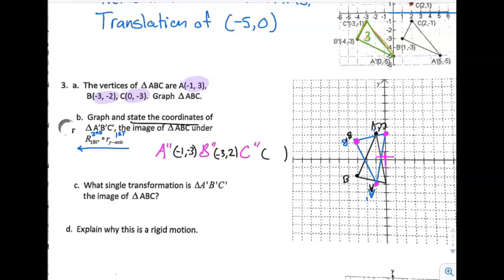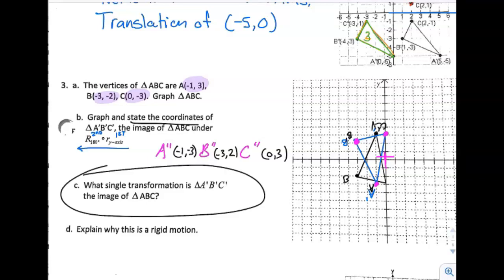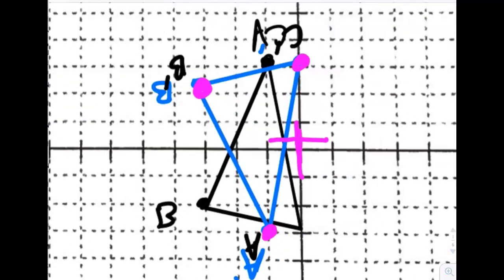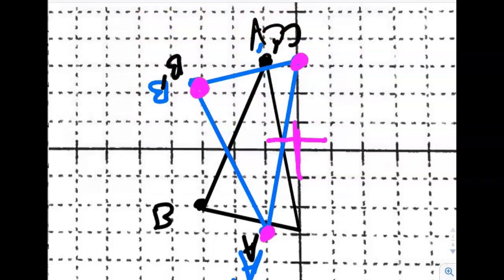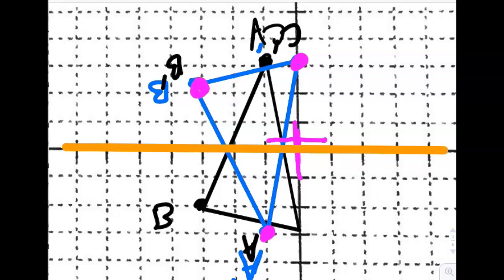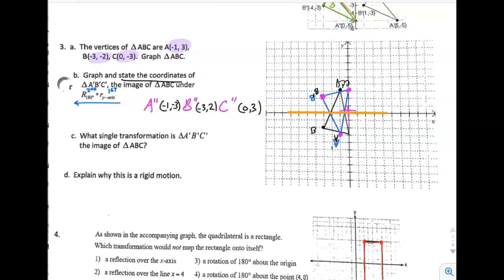And C double prime is (0, 3). The last question says, what single transformation, because we did two steps, could you have done to accomplish this in one step? If you stare at this for a minute, you can see the original and the final answer is really just a reflection over the x-axis. So the final answer for letter C is, we could have just reflected it over the x-axis, and that would have taken the place of those two steps.